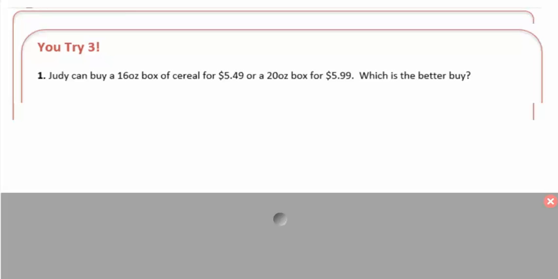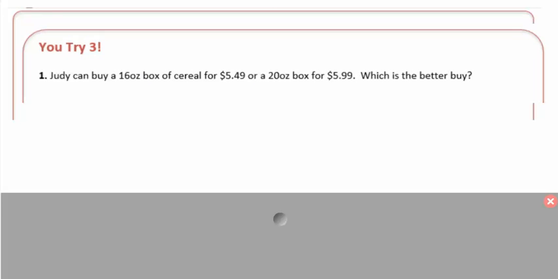All right, so let's look at this one. Judy can buy a 16-ounce box of cereal for $5.49, or she can buy a 20-ounce box for $5.99. Which one is the better deal? Again, you cannot compare things until they're similar. So in this case, I want to know how much the price is per ounce. So we're looking at ounces here. I want to know how much it is per ounce.